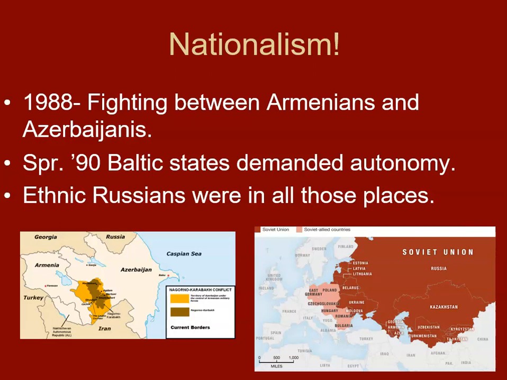there was some fighting breaking out between two different groups of people in the Caucasus region. These are Armenians, you might remember Armenians from World War One, and the Azerbaijanis. There was a bit of irredentism, as you can see from the map there, the Nagorno-Karabakh conflict, where these two groups of people are fighting each other, and the Soviet Union just kind of lets them do their thing.